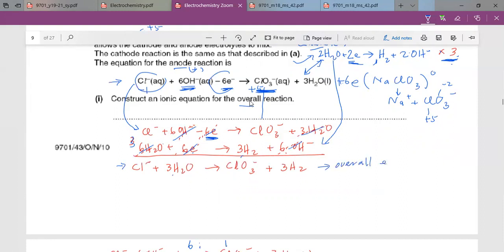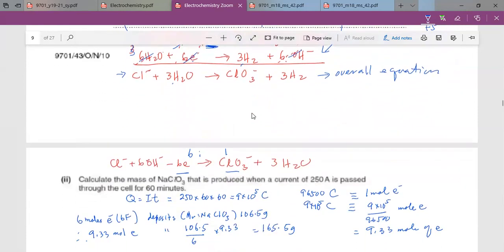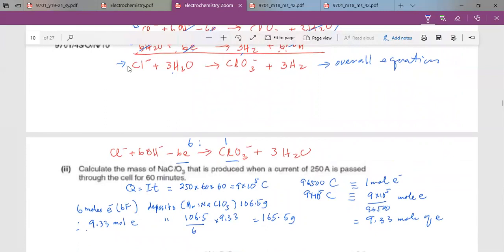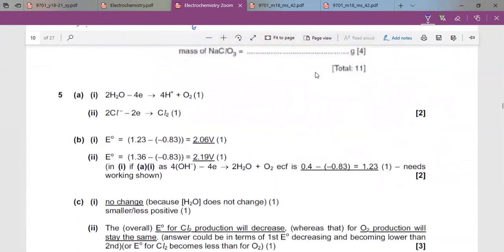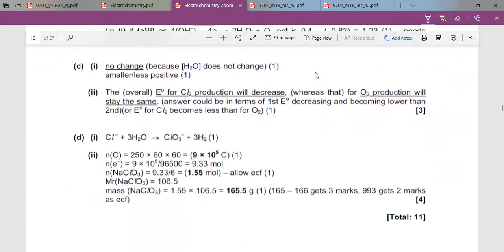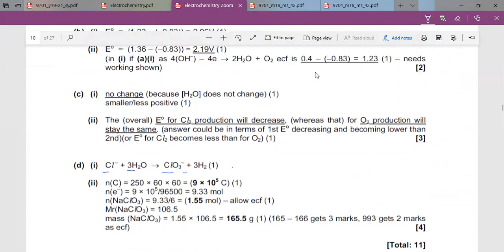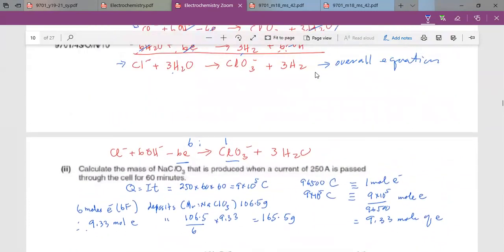So now see how this kind of question comes out. Of course the answer is here. You can see 1 mole, 3 moles, 1 mole, 3 moles of water, 1 mole. Where is it? See, 1 mole, 3 moles. So this is 1 mark here. This is the overall equation.